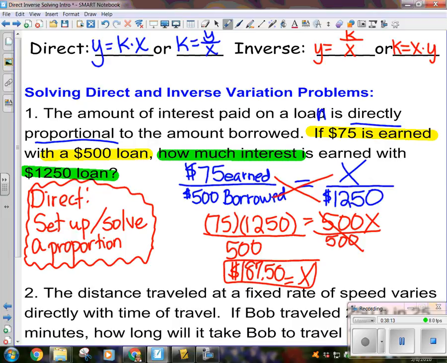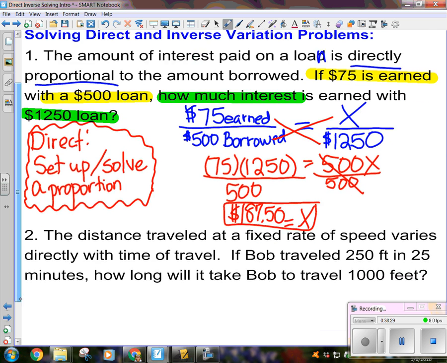Okay. Now, does that make sense for direct? $500, I earned $75 interest. $1,250, I earned what? $187.50 interest. So you borrow more money, you earn more interest. Okay, would you like to try number 2 by yourself?